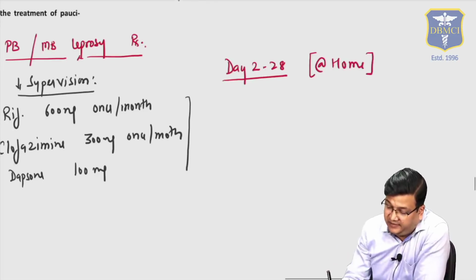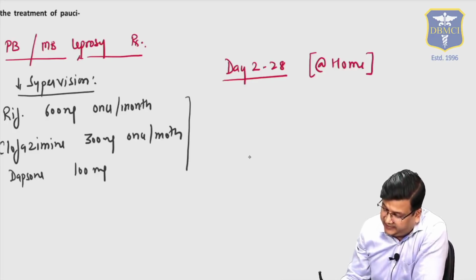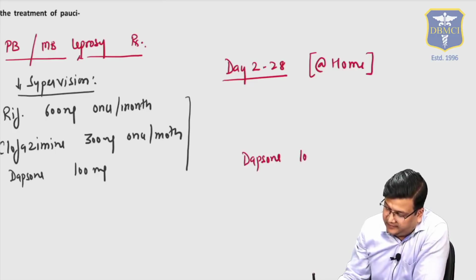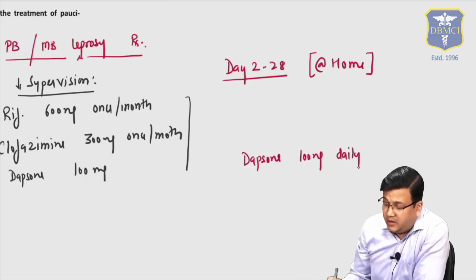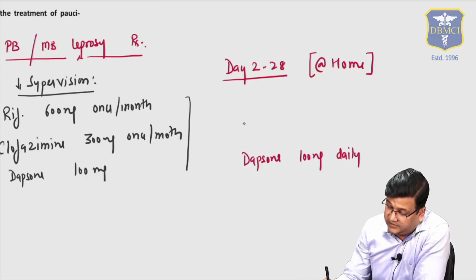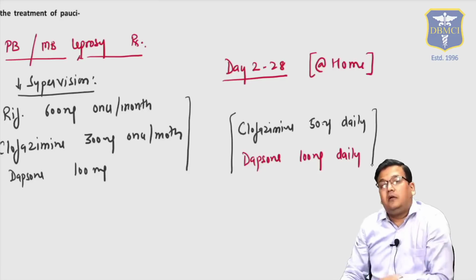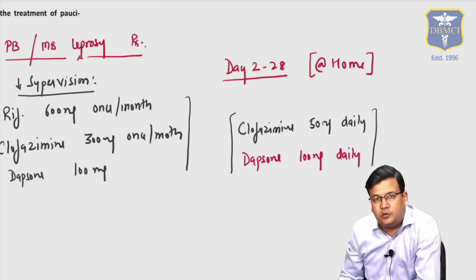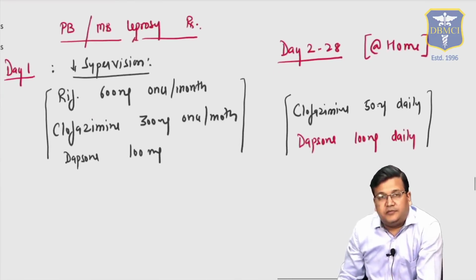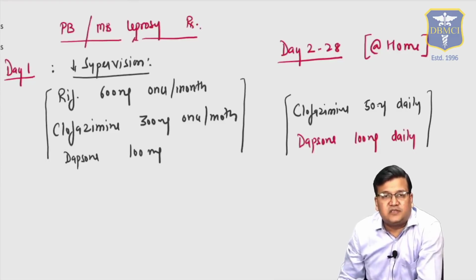That means himself he will take, and what he will take? He will take daily dapsone. So dapsone he will take 100 milligram daily, and half of it he will take clofazimine, that is clofazimine 50 milligram daily. So these two drugs he will take on the remaining days of the month at home. So we are giving three drugs, rifampicin, clofazimine and dapsone.